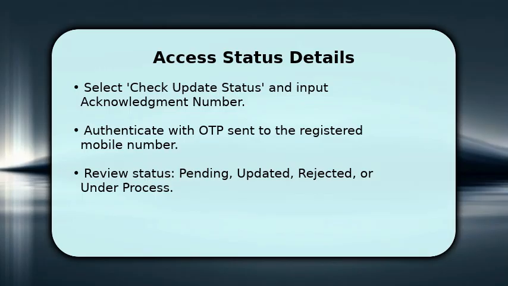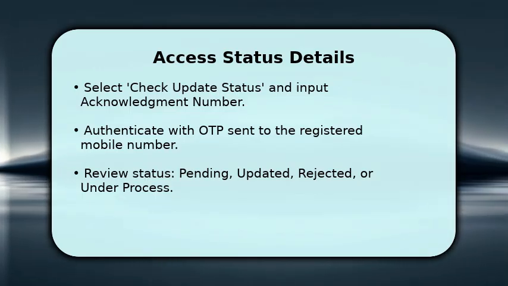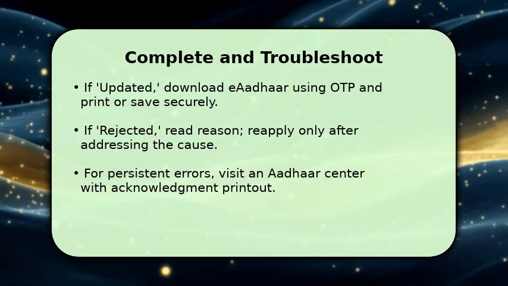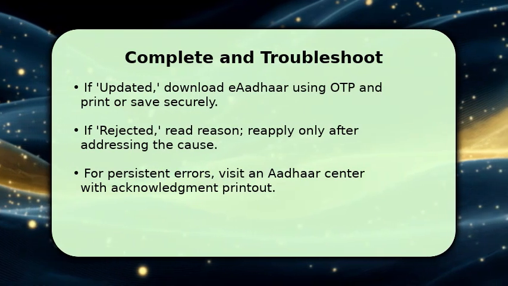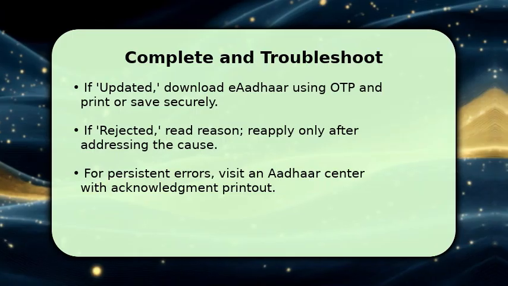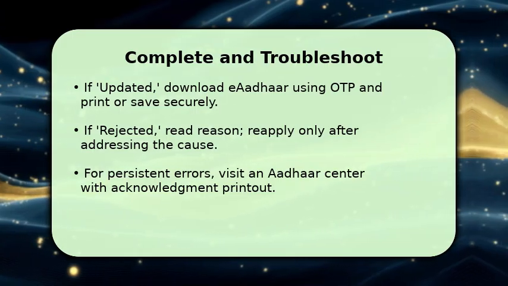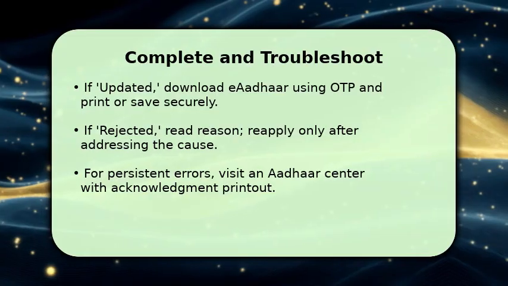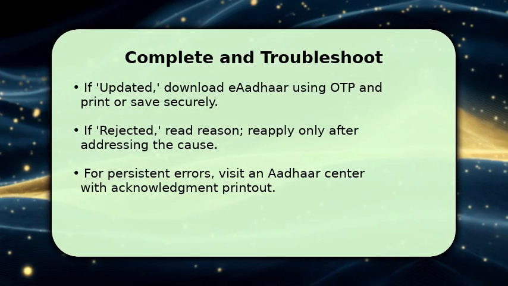To finish, download the e-Aadhaar when the status reads updated. You'll need OTP again, so have the registered mobile ready. If the request is rejected, the portal explains why. Use that reason to correct documents or details before reapplying, because repeating the same mistake delays approval.